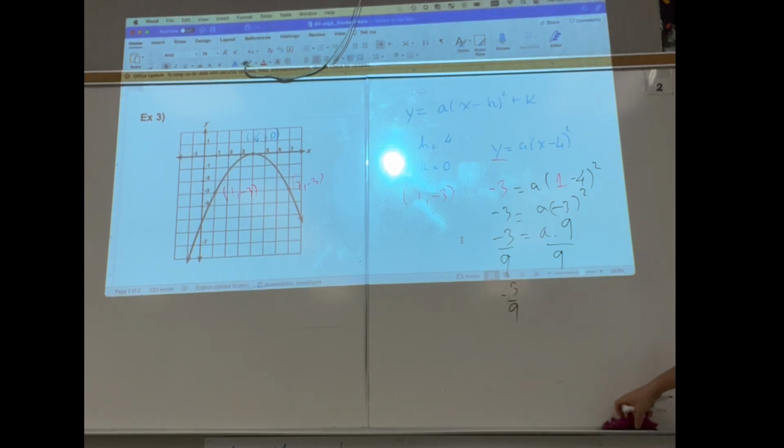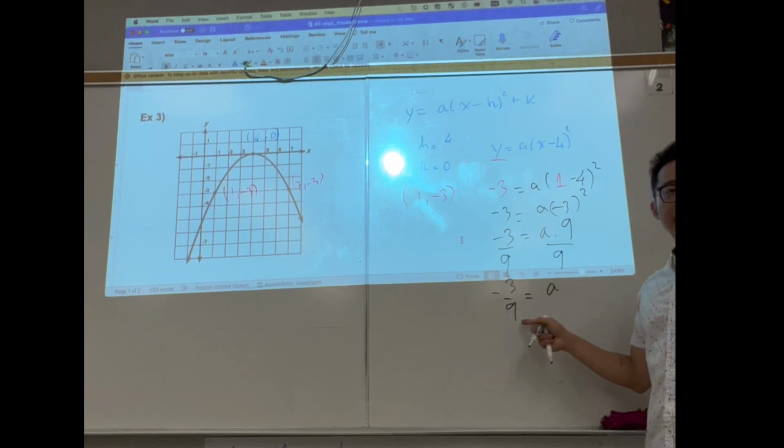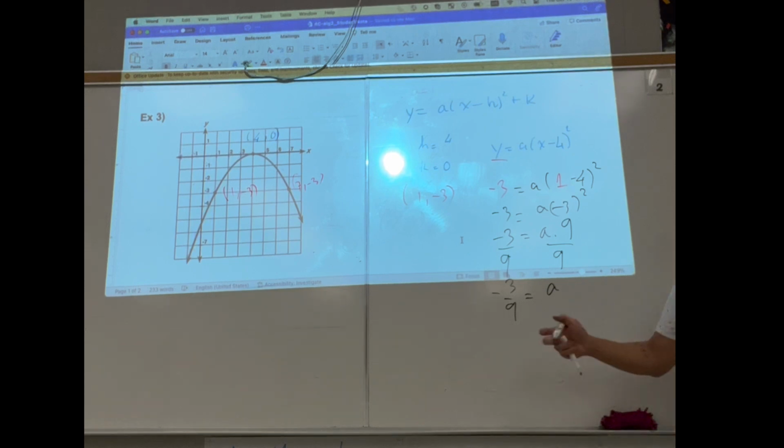Did you find any mistakes so far? For those who didn't get it correctly, is my A -3 over 9? No. If you keep this, I'm gonna take 1 point off. Very critical. So -3 over 9 is negative 1 over 3.